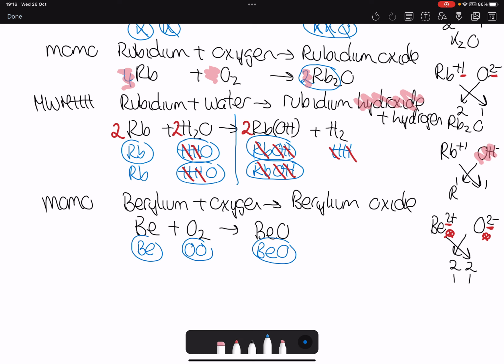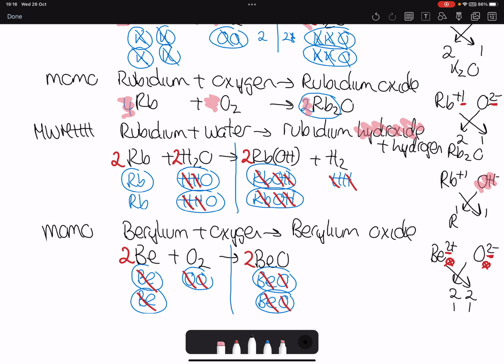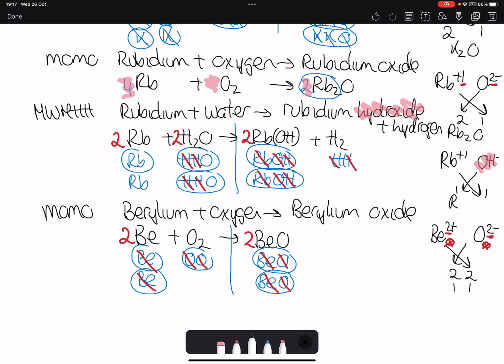In my head, the thing that's screaming at me right now is I need to get 2 oxygens on my left and 2 oxygens on my right. And now I need another Be just to be safe. And I've got 1, 2 Be, 1, 2 Be, 1, 2 oxygen, 1, 2 oxygen. That is now done. So I have 2 Be plus O2 goes to 2 BeO. And again, if I want to do it for any other element, that is an easy thing if they're in group 2, because they'll all match.